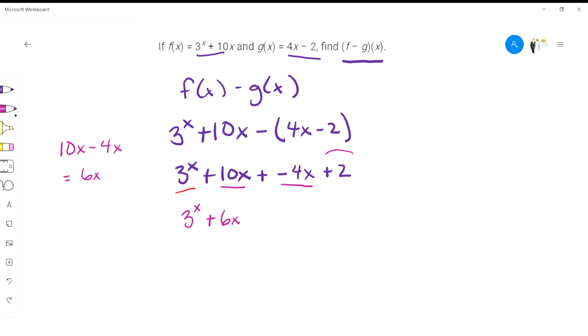And then we have this plus 2, and the 2 doesn't have another pair, doesn't have anything that matches, so we just write it at the end. We cannot combine anything else, so this is our final answer right here, and we're done. Voila.